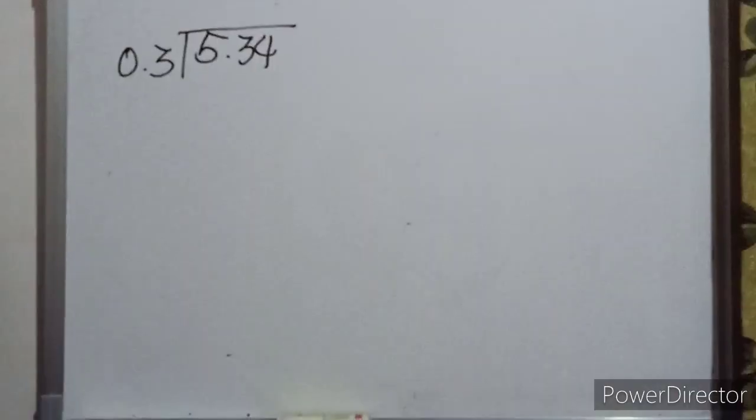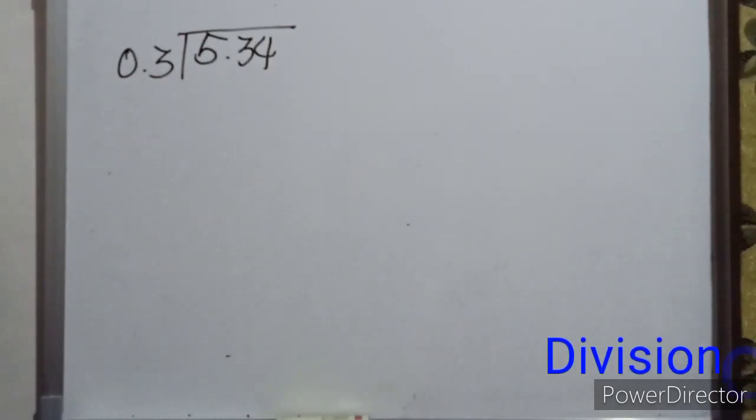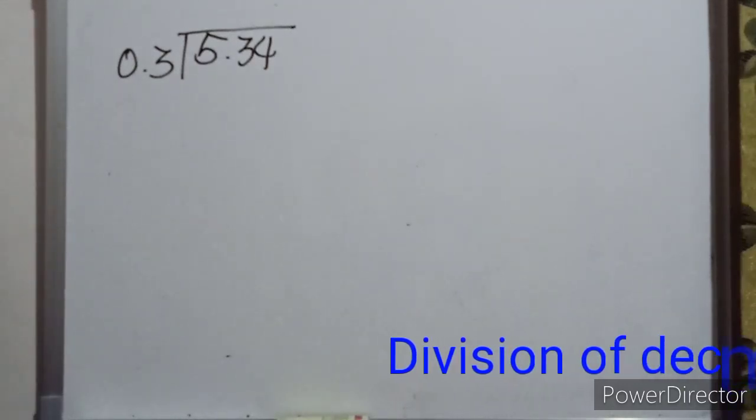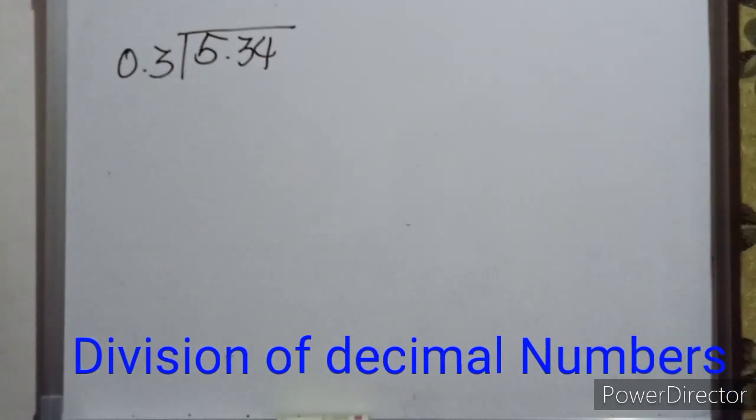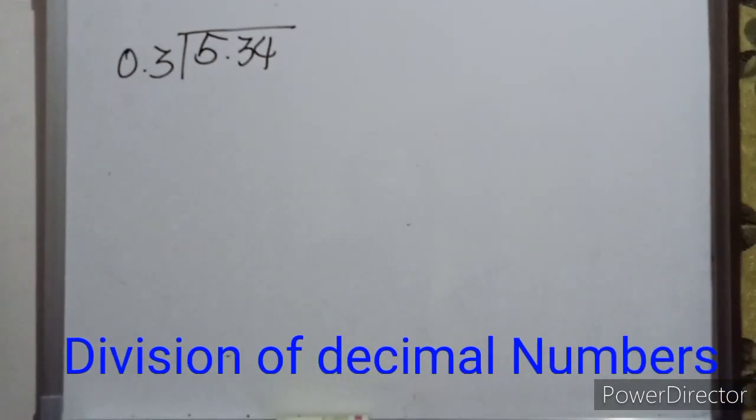Okay, so let's go. Let us take now examples of dividing decimal numbers. We have in here 5.34 divided by 0.3. There is one thing you have to remember when dividing decimal numbers, and that is to make your divisor a whole number. How do we make our divisor a whole number?